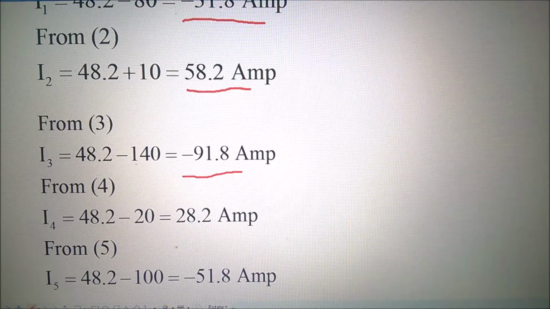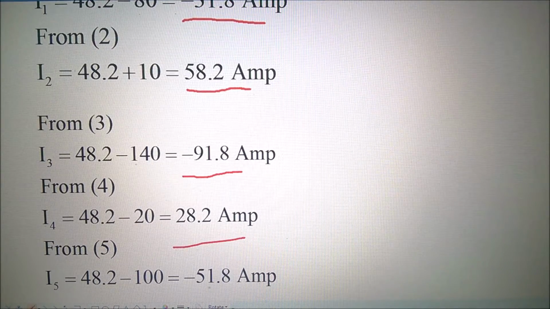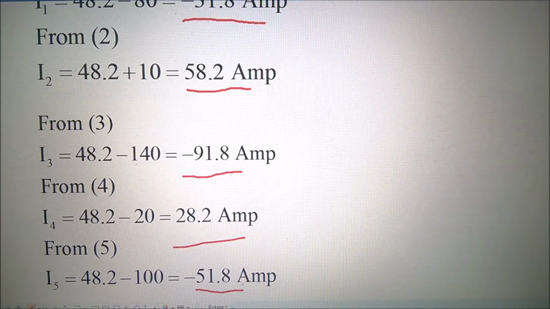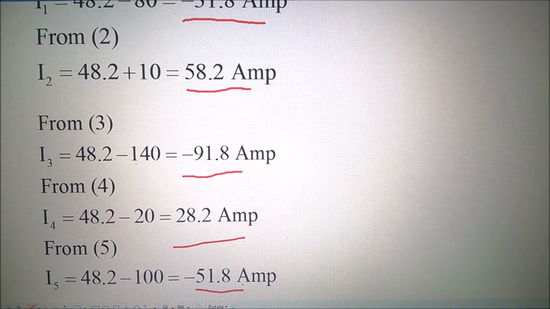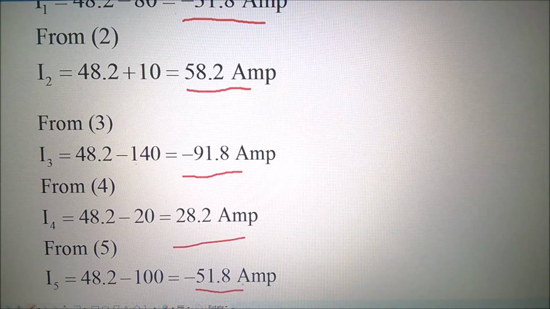Here, exactly similar, I4 is this. Therefore we found all these branch currents with the actual directions. If it is negative, then whatever direction we have chosen, the actual current is in the opposite direction, but the magnitude is the same. And that is all about this problem.